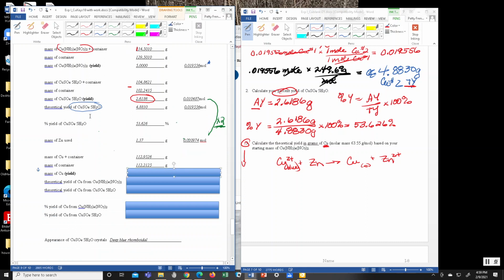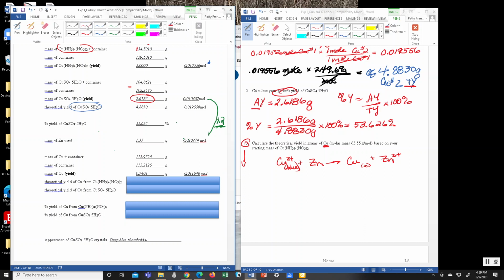So this was our mass of the copper and the container, and this was the mass of just the container. That doesn't look like there's a whole lot of copper there. And in fact, there isn't. We only managed to get 0.7401 grams of copper out.